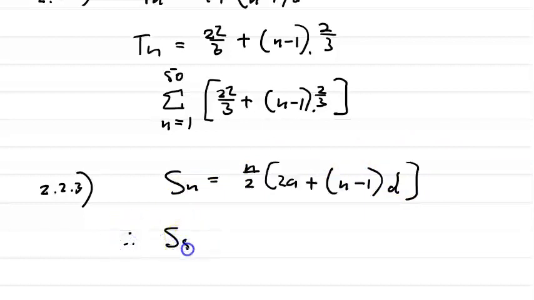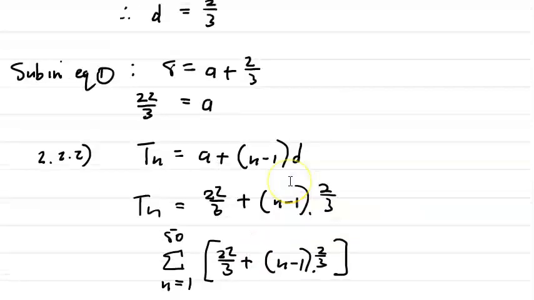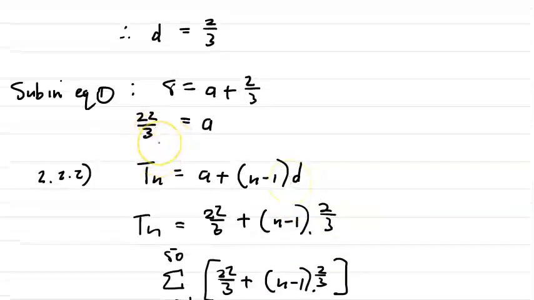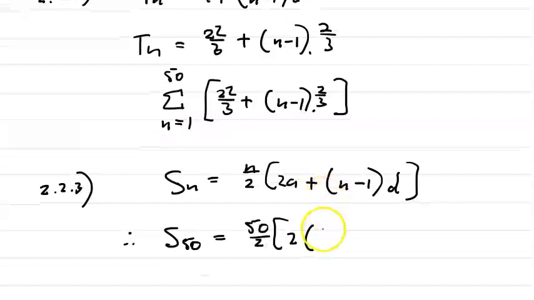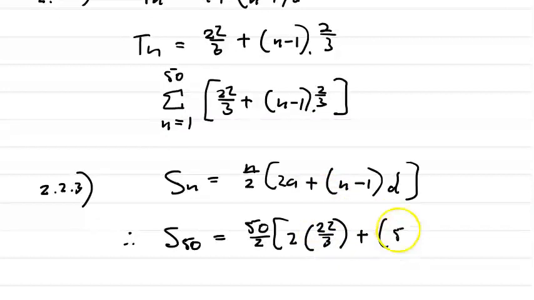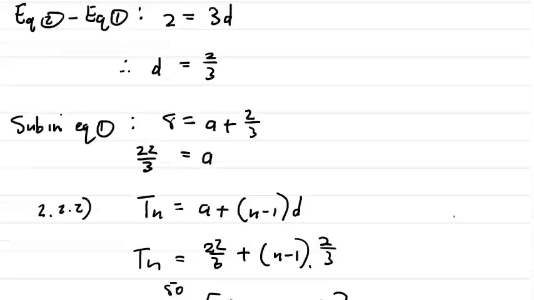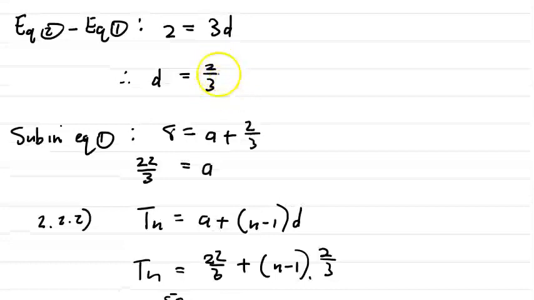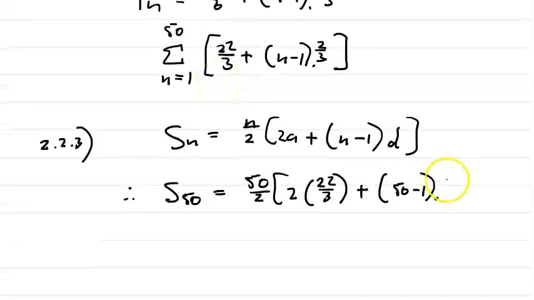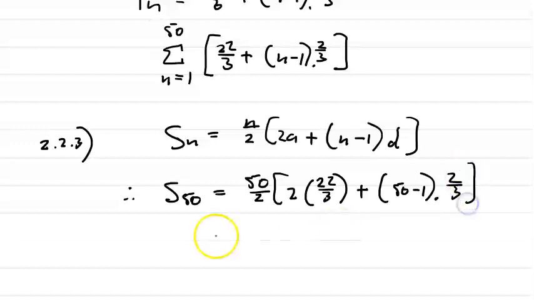So therefore S50, the sum of the first 50 terms, will be 50 over 2 times 2a. What's my first term? That's here, 22 over 3. So let's put that in brackets here, 22 over 3 plus 50 minus 1 times, and there's my difference up here, 2 over 3. I'm going to put that in the calculator. So let's go put that in.